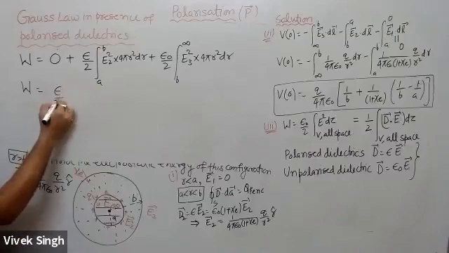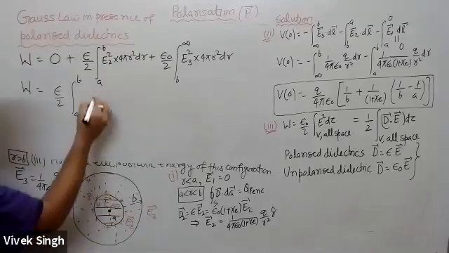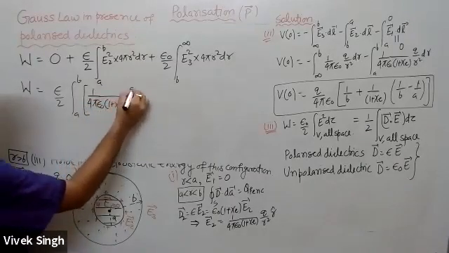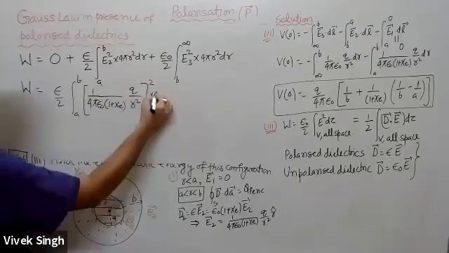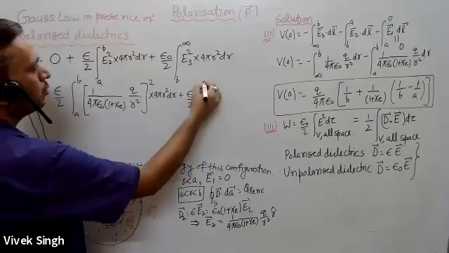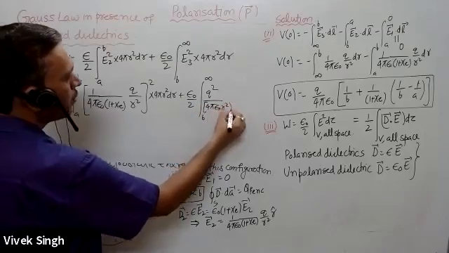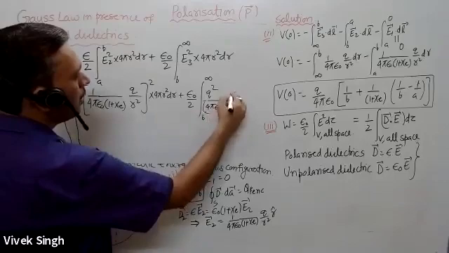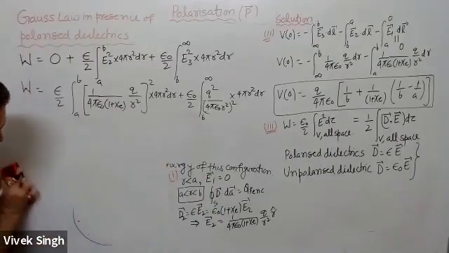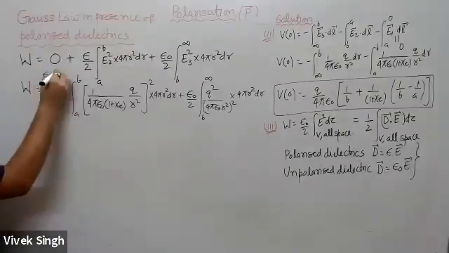So now you can write epsilon by 2, A to B, E2 square. What will be E2 square? That will give you 1 by 4 pi epsilon naught, 1 plus chi e, q by r, whole square, 4 pi r square dr, plus epsilon naught by 2, B to infinity, q square by 4 pi epsilon naught r square whole square, 4 pi r square dr. You know electric field in different regions. This epsilon can be written as epsilon naught 1 plus chi e.